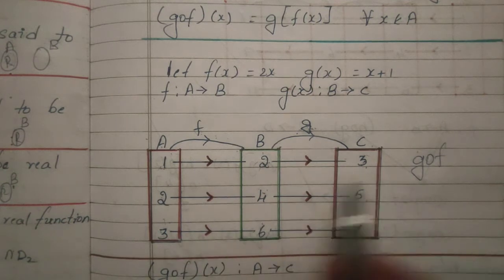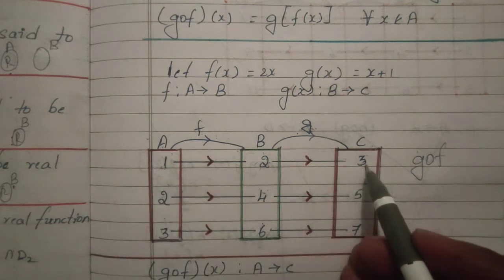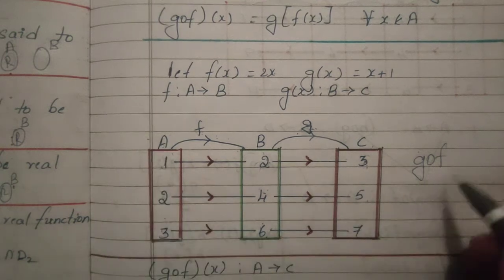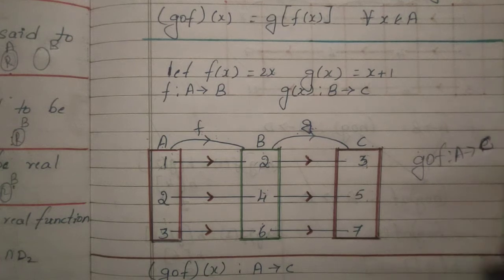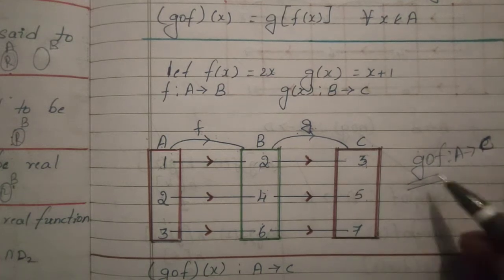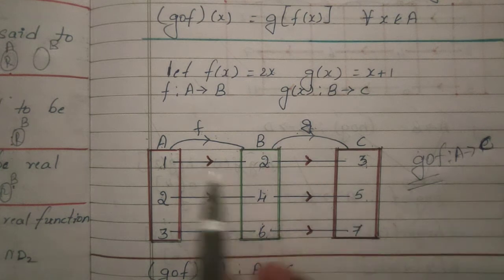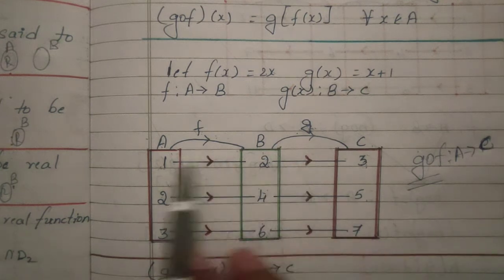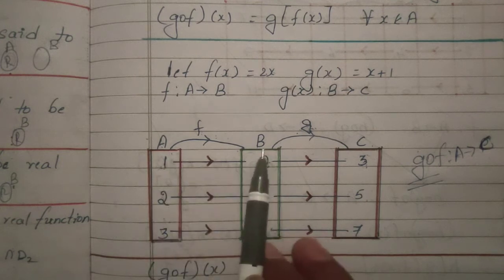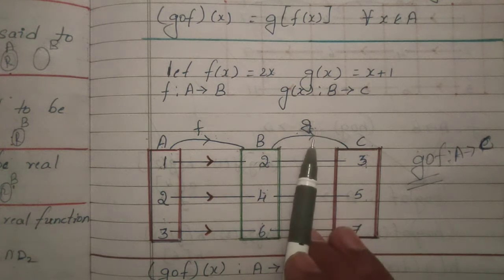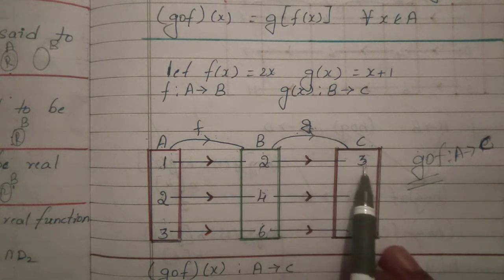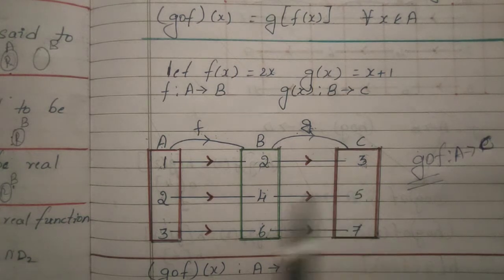This means my starting input is 1, output is 3, from the set A to C. This is GOF. Two machines are there. The first machine's input is 1, output is 2. This output again becomes an input for the second machine. Then ultimately the output is 3. That means when you put in 1 rupee coin, you are getting the number 3.